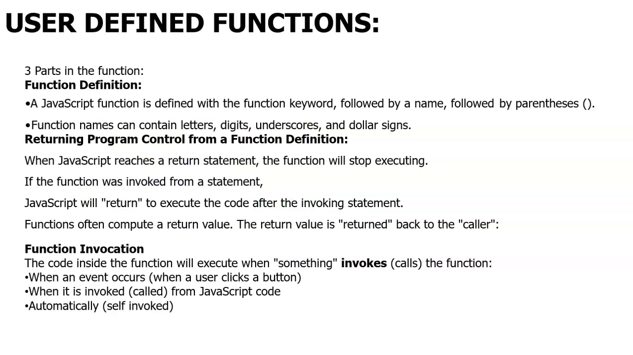Next is function invocation, when the function gets started. When an event occurs, for example when you put your function inside a button and the user clicks that button, your function will be called. Sometimes you call it somewhere in your program, and when you execute the program, that function call will work. Sometimes it executes automatically, if you write code only for function creation and execution, then it is self-invoked. So these are the three parts in the function.